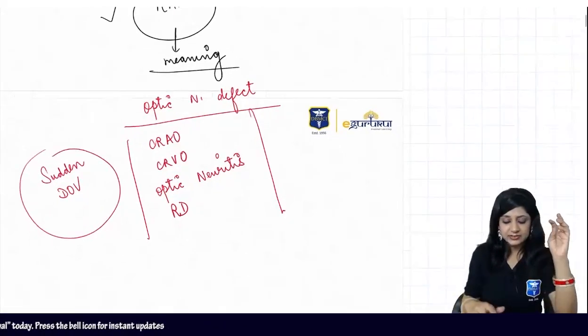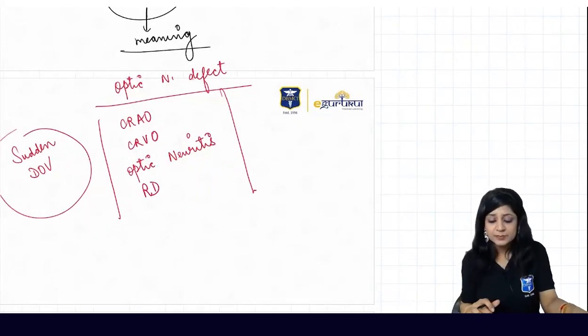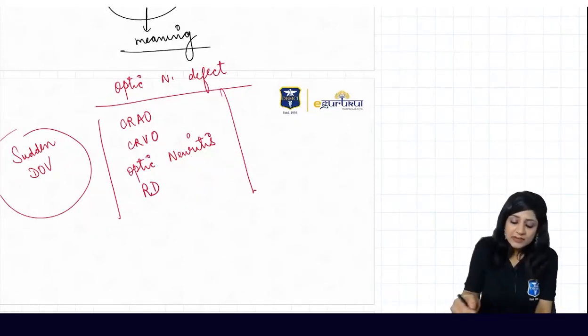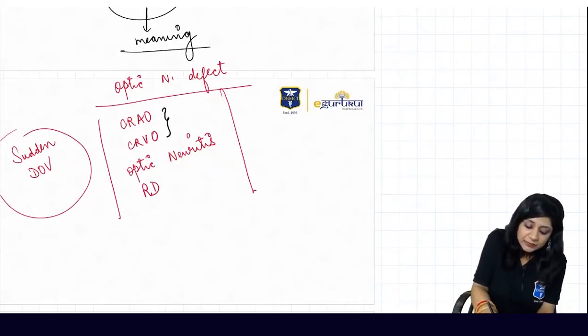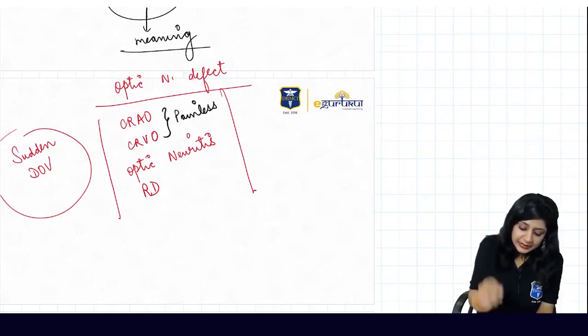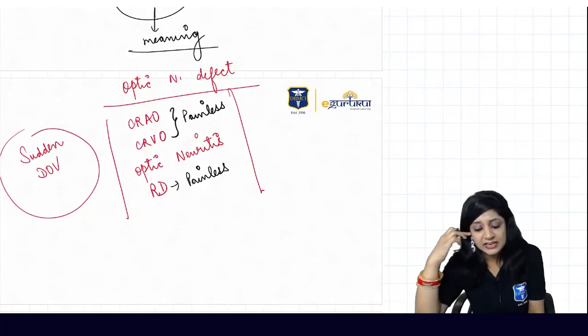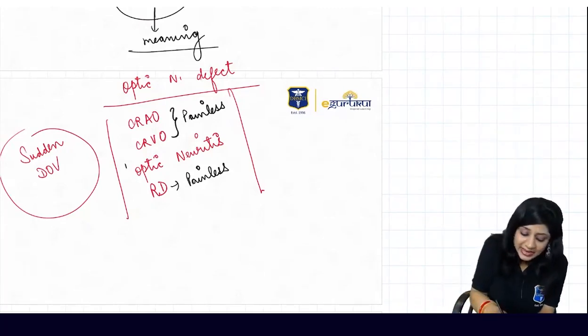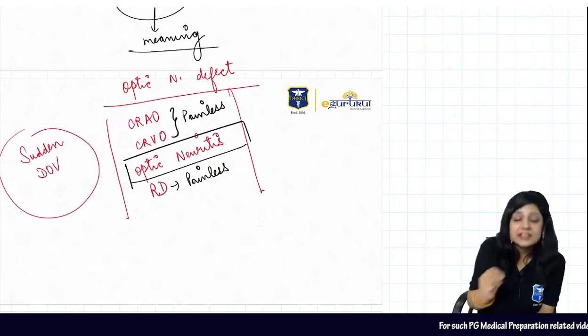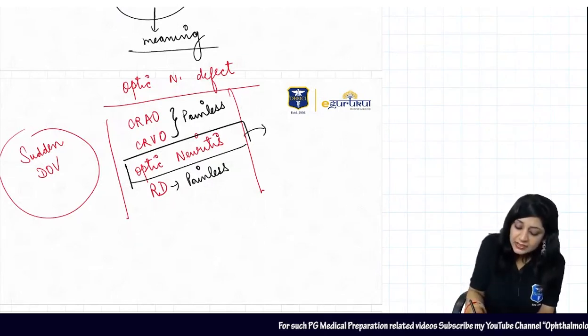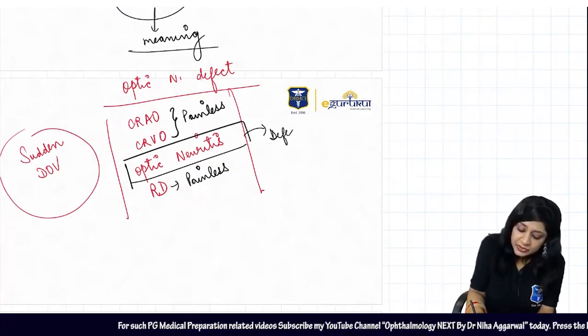Who will answer this? Suraj? CRAO is painless. Even CRAO, CRVO, these are also painless. Okay? And retinal detachment is also a painless condition. So what about optic neuritis and color vision? Exactly. So it is actually optic neuritis which is giving me the defect in the color vision.